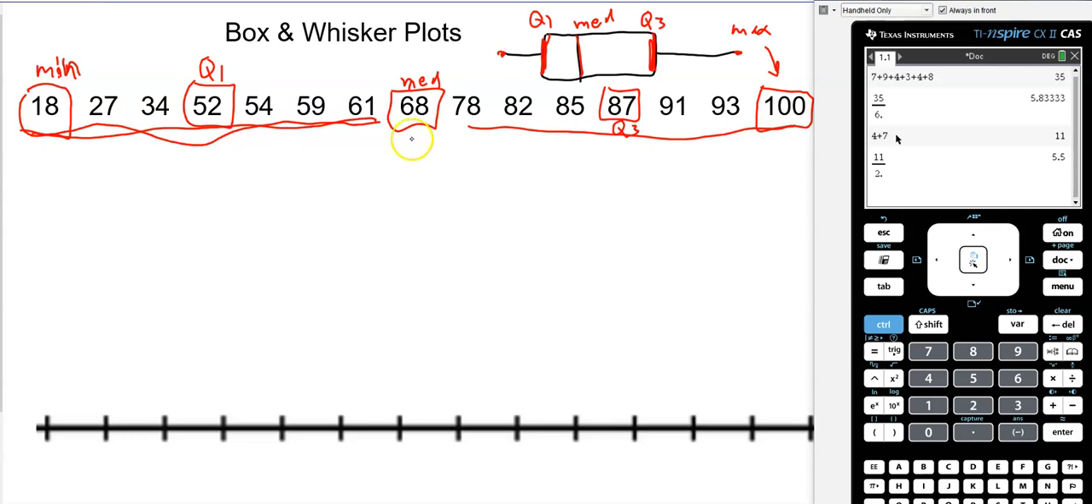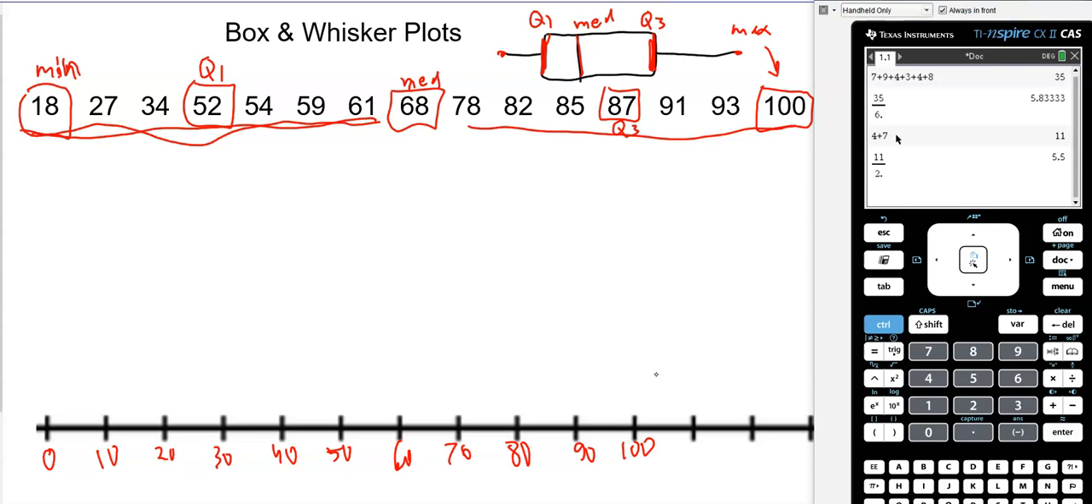Sometimes students just start drawing those down the line and put them on there. You need to space this out accordingly, so this has to be spaced uniformly. So I'm just going to put 0, 10. I need to go up to 100. So 20, 30, 40, 50, 60, 70, 80, 90, and 100.